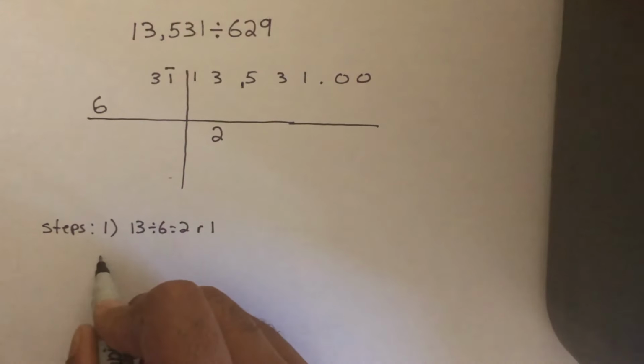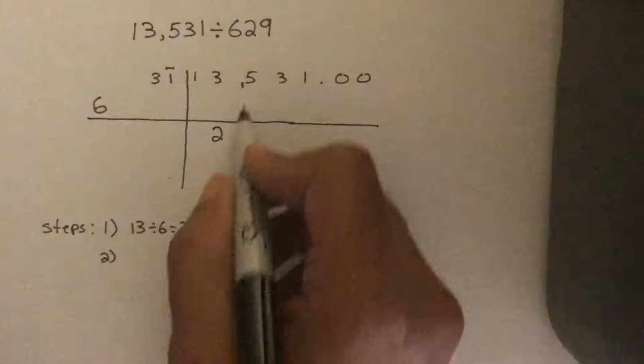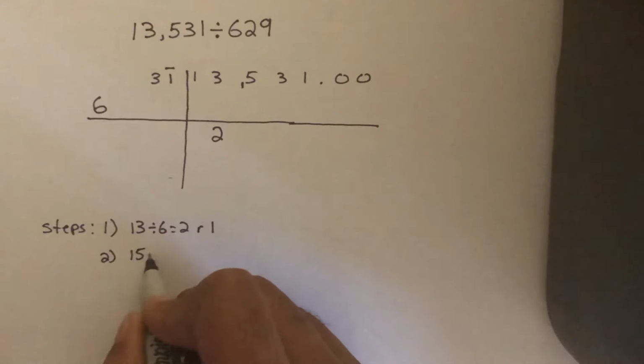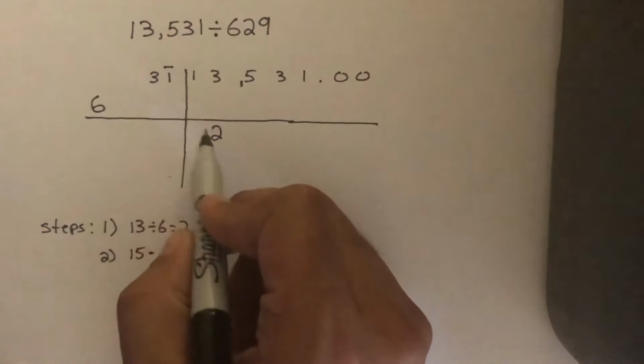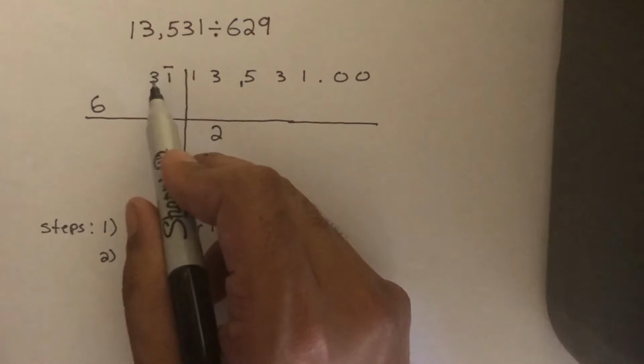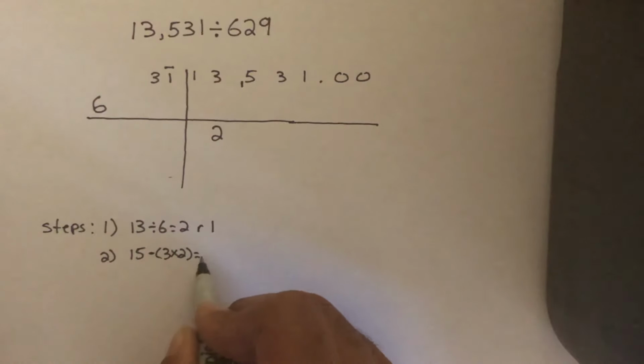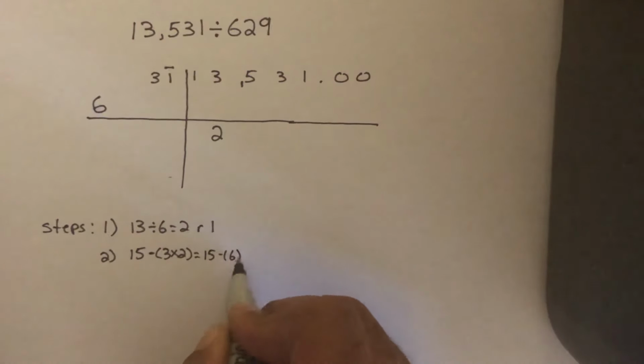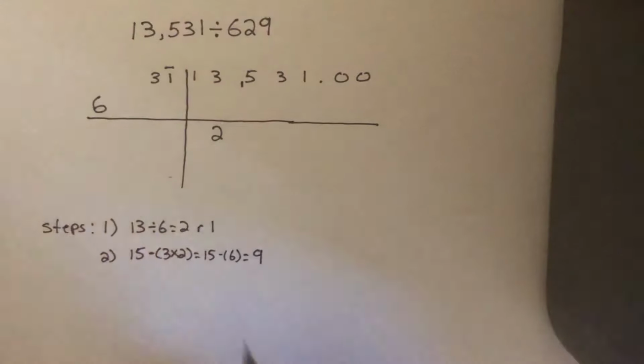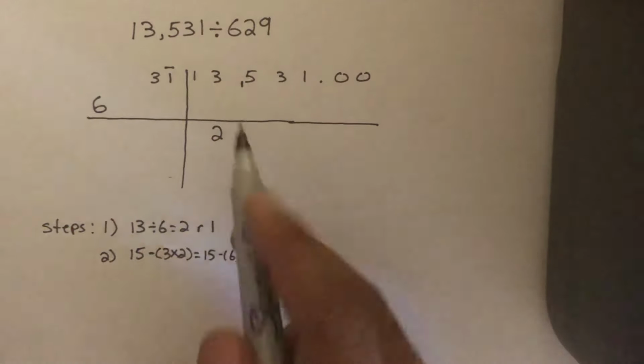Step 2 involves making a subtraction. You're going to take this 15, and then you're going to subtract this times this. So 3, the left digit right here, times the quotient figure. So minus 3 times 2, that's 15 minus 6, that's just 9. Okay? So we're going to picture the 9 right here.